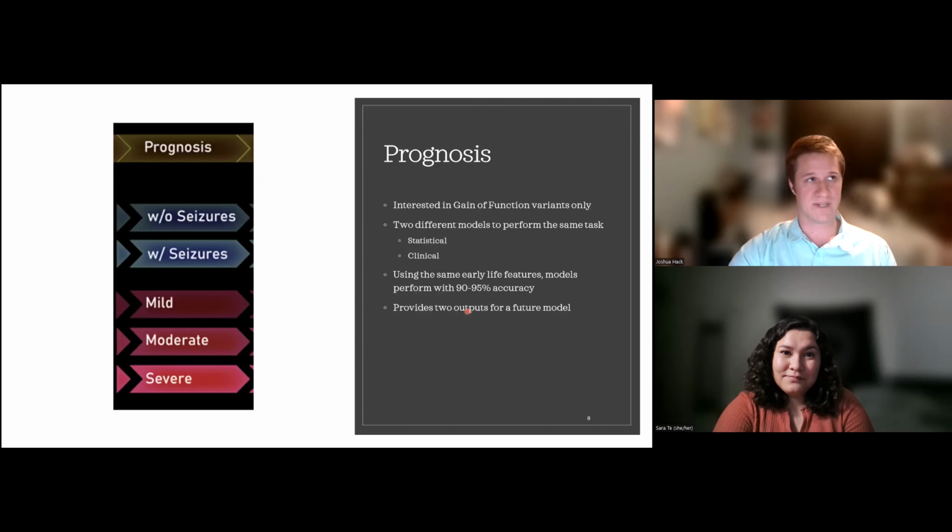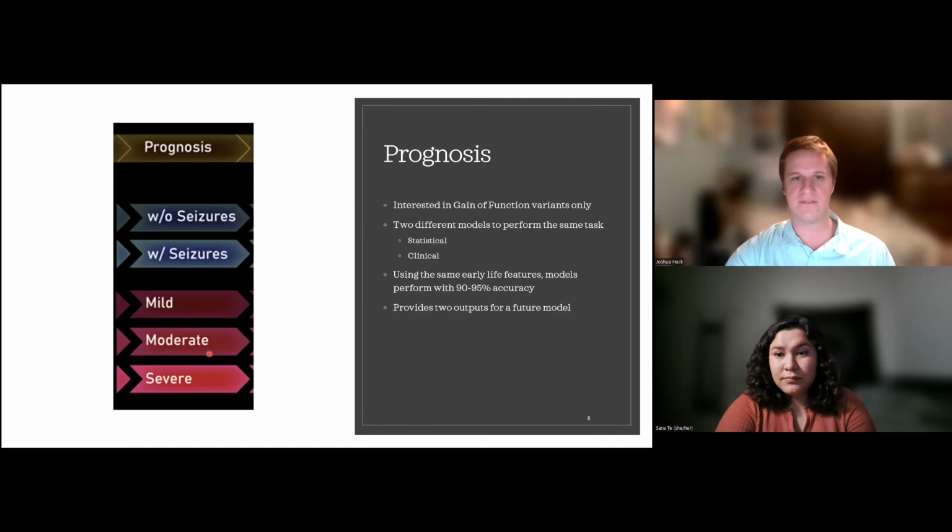The second model is the prognostic phase, and this is where everything gets a little bit more complicated because we are interested only in gain of function variants in the population that has those. And we have 3 different potential outcomes. In the case of the loss of function population, the reason we exclude them is because for the most part, it splits itself into 2 different groups, those that experience seizures and those that don't. Within the gain of function, we have a spectrum of severity outcomes, and those can be grouped in typically 3 different ways.